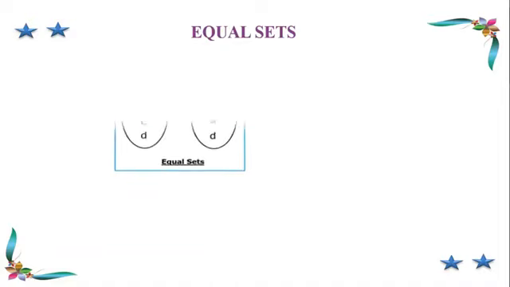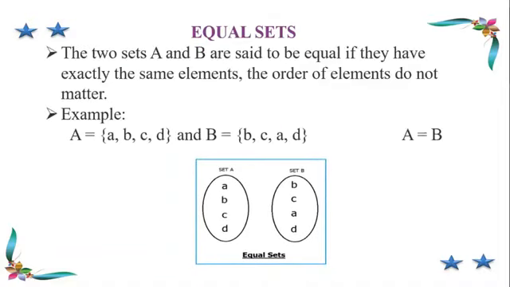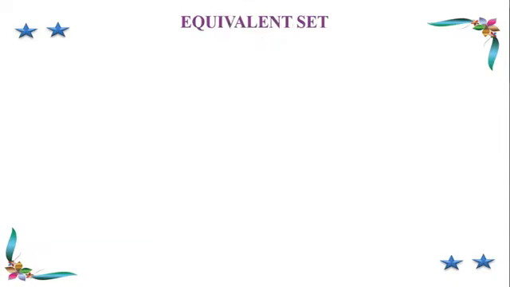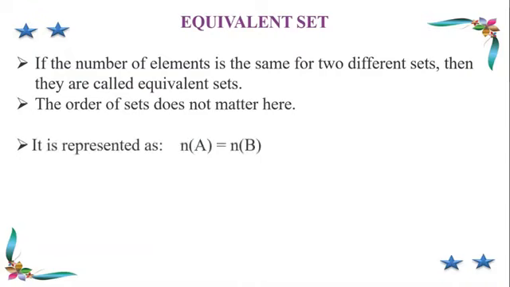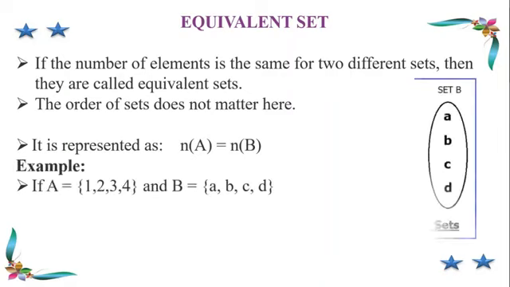Next, let us consider equal sets. Two sets A and B are said to be equal if they have exactly the same elements. The order of elements doesn't matter. For example, A equal to {a, b, c, d} and B equal to {b, c, a, d}. Here, the order doesn't matter. Next, let us consider equivalent sets. If the number of elements is the same for two different sets, then they are called equivalent sets. For example, n(A) equal to n(B).